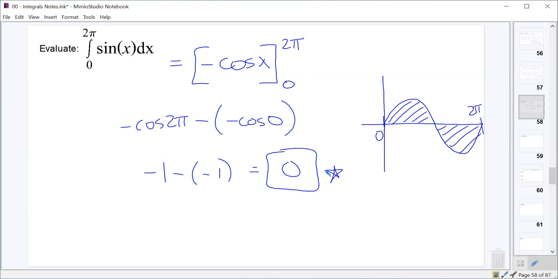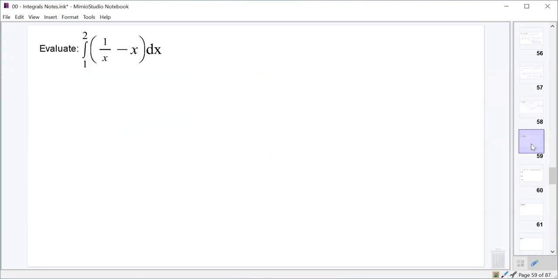And note that if we just said, oh, the lower limit is 0, I don't even have to bother subtracting the second thing, we'd end up with the wrong answer, right? Because the cosine of 0 is not 0. Cosine of 0 is 1. So just be careful.